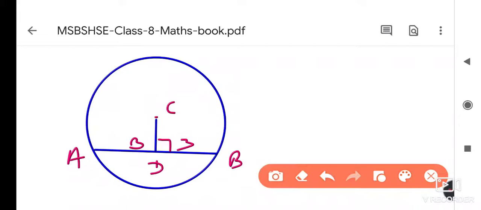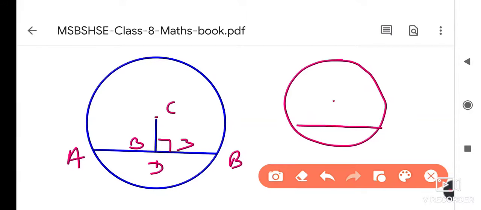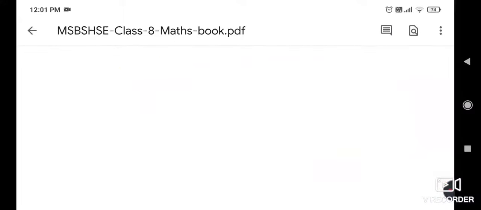So for that, what we have to do, first you draw the circle. After that you draw the chord, and from the center of the circle, by using a set square, draw the perpendicular. Then measure the distance of AD and DB. You will notice that AD is equal to DB. And if AD is not equal to DB, then your construction is wrong. So that we have to study.